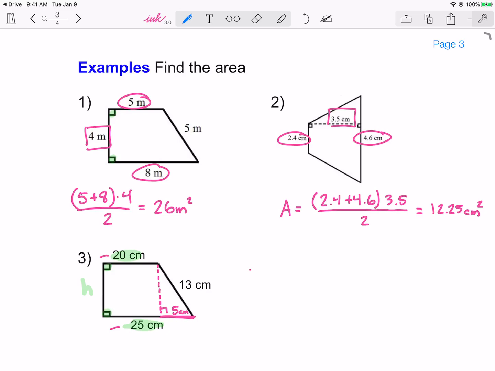Now when I do that, I get a special right triangle. It's one of the Pythagorean triples. It's my friend the 5, 12, 13. So my h, in this case, is 12. So then to find my area, I add the 20 and the 25 centimeters, multiply them by the height of 12, and divide that result by 2. When you do that, you should end up with 270 centimeters squared.